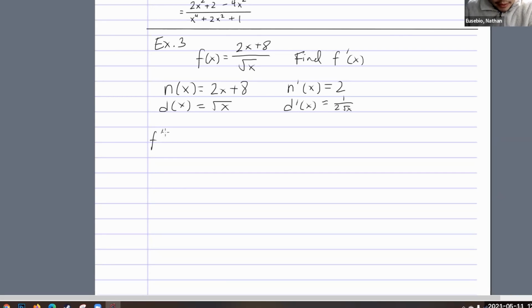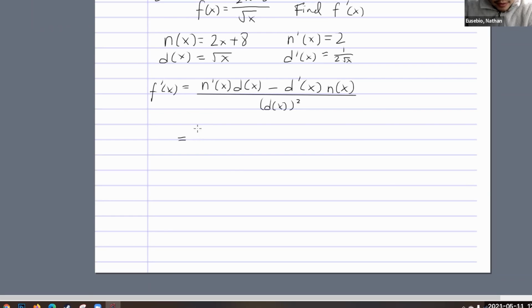So f prime of x. I'm going to write the quotient rule every single time because it's a long one, and you don't want to miss a thing. n prime of x is 2. d of x is root x, minus d prime of x, which is 1 over 2 root x. Numerator is 2x plus 8, all over d squared.